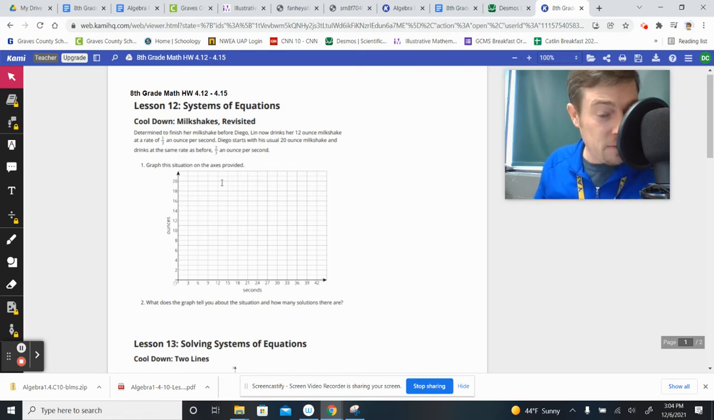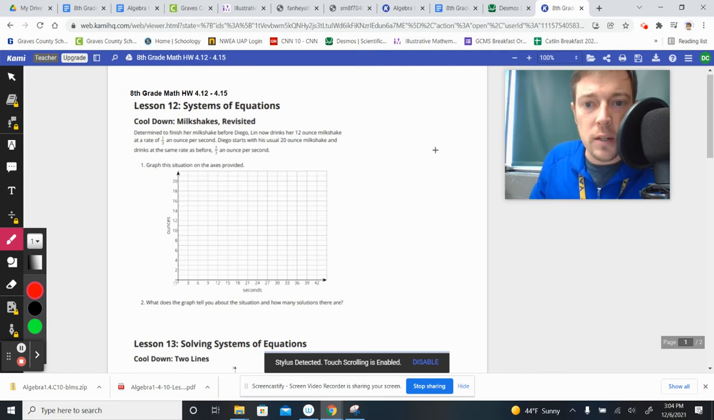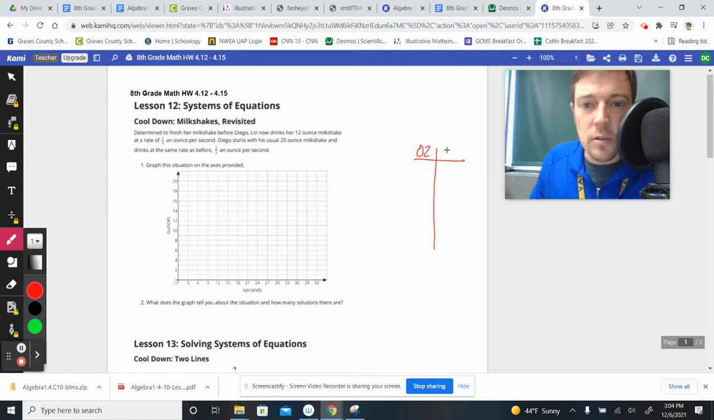All right. It wants us to graph this situation on the axes that are provided. And what does the graph tell you about the situation and how many solutions are there? So let's start off by making a little table. We already did this for Diego in class, but let's knock it out again. We've got ounces versus seconds. These are our units of measure. And Diego is knocking out 2/3 of an ounce every second.